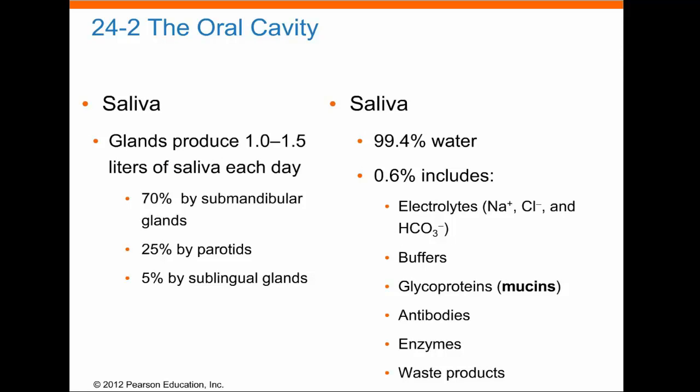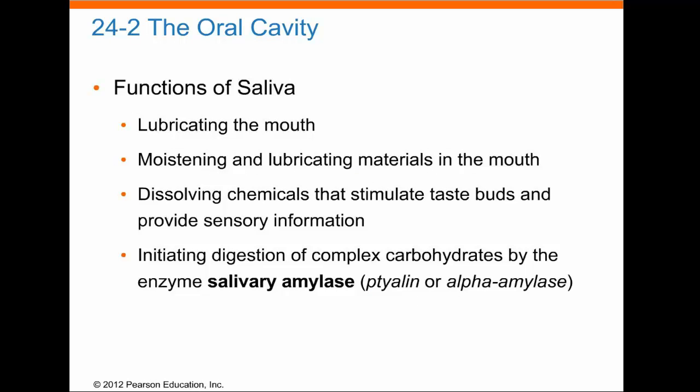Surprisingly, we actually produce between 1 and 1.5 litres of saliva each day. So if a person is unable to swallow, then they're going to have about 1 to 1.5 litres of saliva being drained from their mouth every day. And you can see the proportion of where that saliva comes from the different types of salivary glands. Saliva is mainly water, but it also has enzymes and electrolytes. The function of saliva, you know, it's to lubricate the mouth.